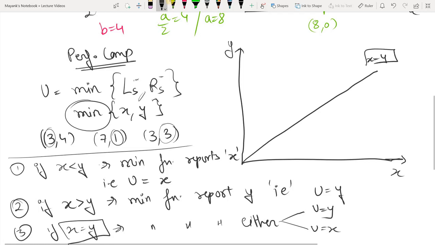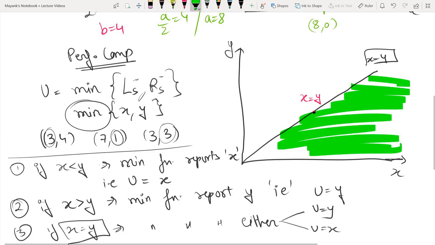Any arbitrary point here would have its x coordinate equal to y coordinate. Now if I talk about points to the right of this line, and I take any point here, this point is to the right of my random point which had x equals y. So if I move to the right, I am increasing my x, keeping my y constant. So this point would have your x greater than y. Now x greater than y is the second case in which the min function reports u equals y.